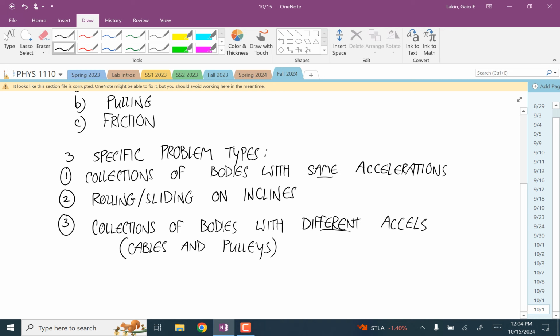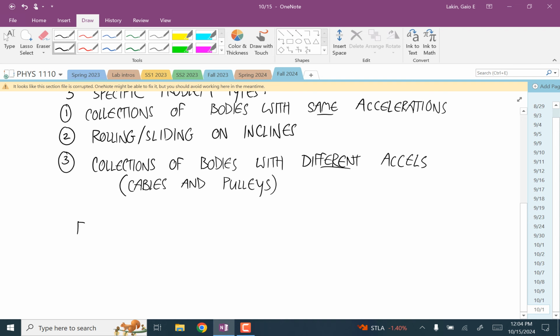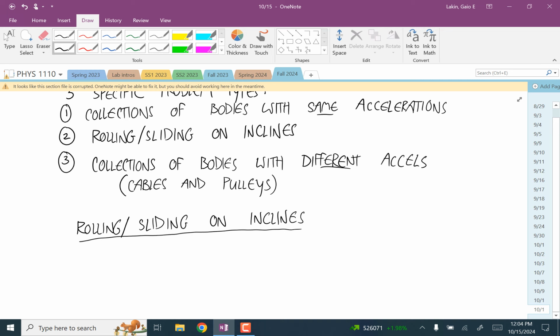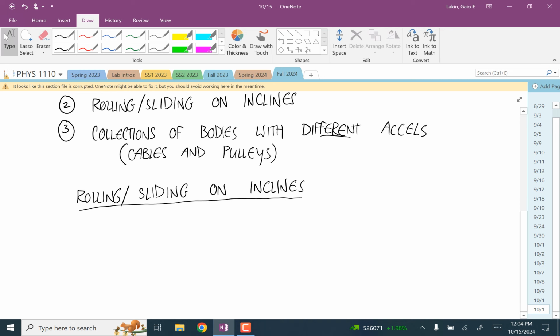Okay, so last time we talked about collections of bodies with the same acceleration. Now we're going to get to rolling and sliding on inclines. And this is the first place in this class where we're going to choose a coordinate system that doesn't have y pointing up and x pointing to the side. So we're going to use a new coordinate system orientation in these problems.